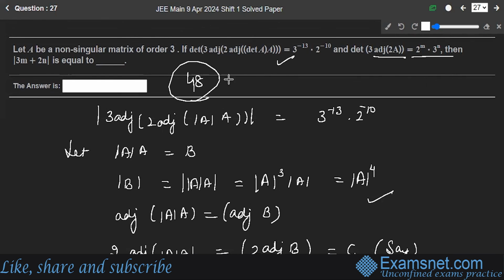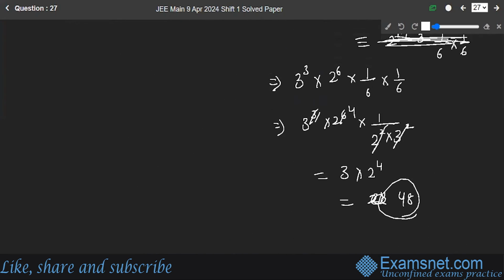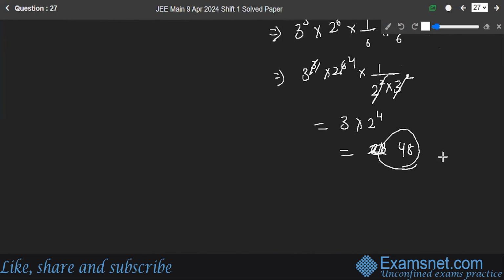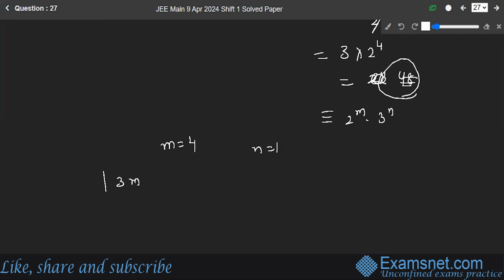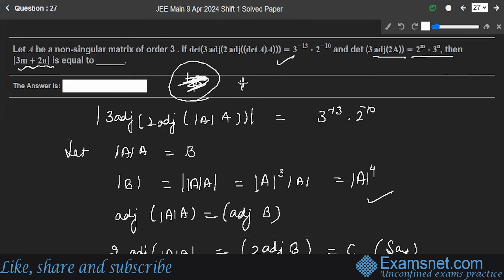No, sorry, I had to find out 3m plus 2n. So 48 was the value of this. So this was equivalent to 2 raised to power m into 3 raised to power n. So m over here is 4, n over here is equal to 1. And I had to find out 3m plus 2n. So this is equal to 3 into 4 plus 2 into 1, that is equal to 14. So this is the answer to the question, 14.